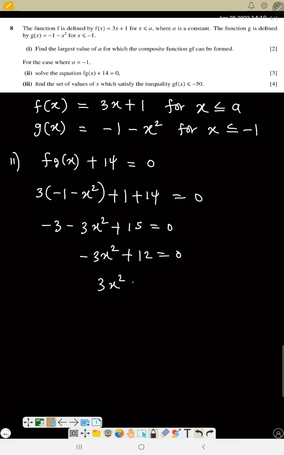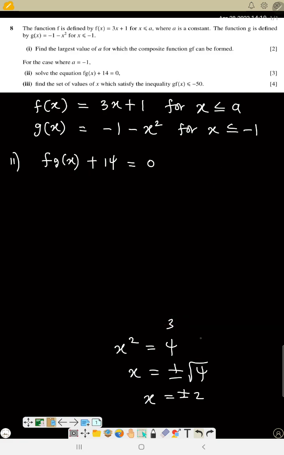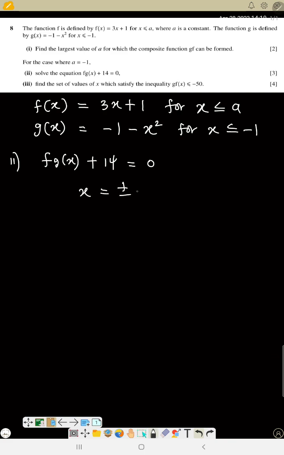So 3s squared equals 12. S squared equals 12/3. S squared is equal to 4. S is plus or minus square root of 4. S is plus or minus 2. So now, but the restriction in the question is that S is less than or equal to -1. We got S is plus or minus 2. So meaning S is equal to -2 or S is equal to +2.